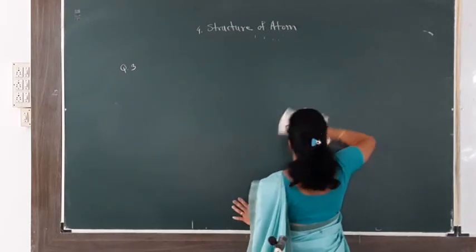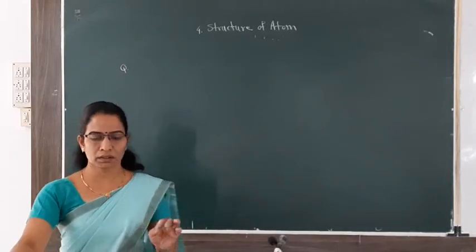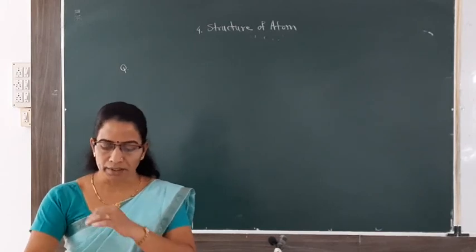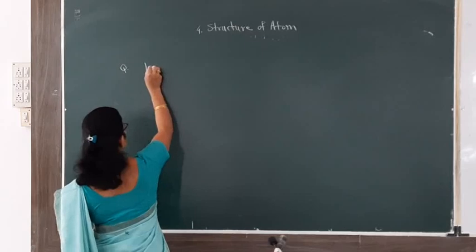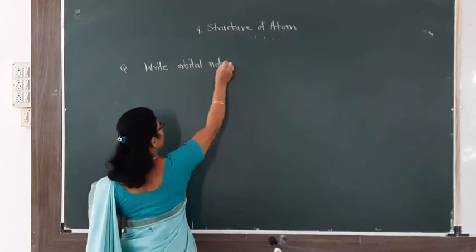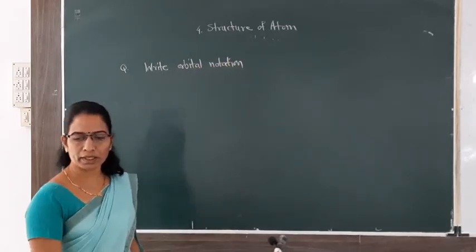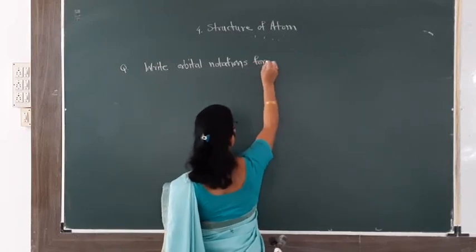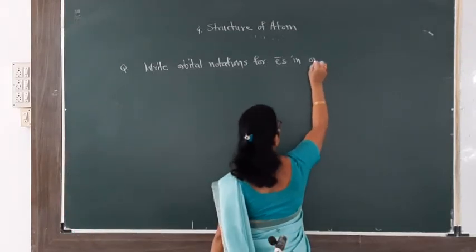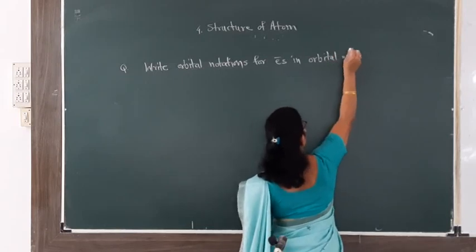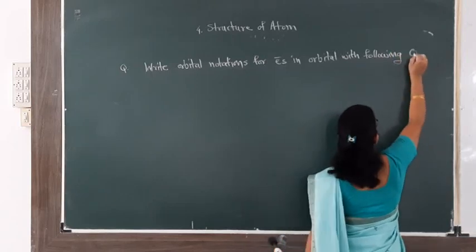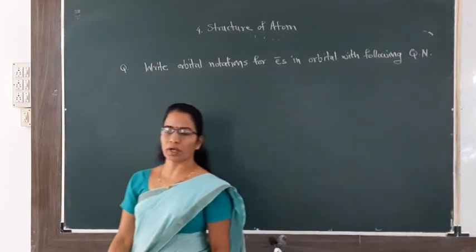Sometimes the values of quantum numbers are given, and they ask us the orbital notation. See the question: write orbital notations for electrons in orbitals with the following quantum numbers. This is a question which is given in your textbook exercise.